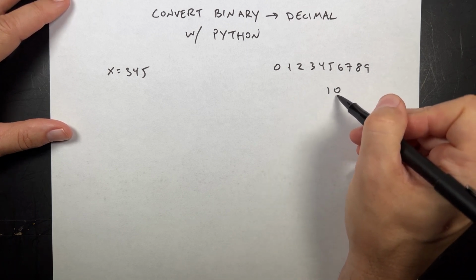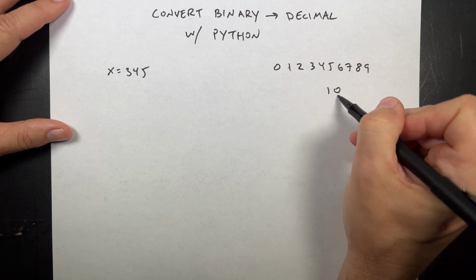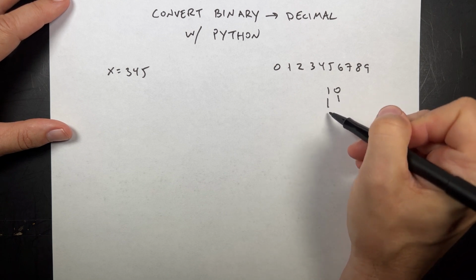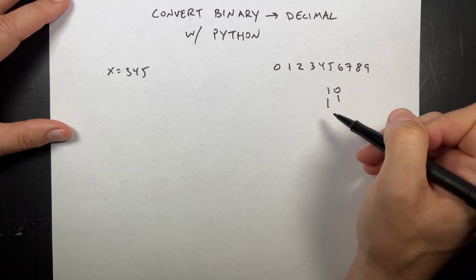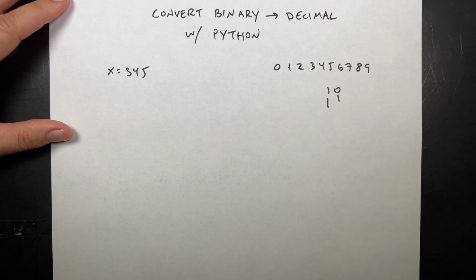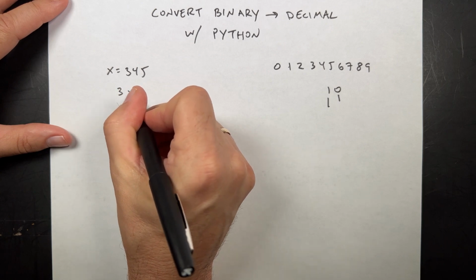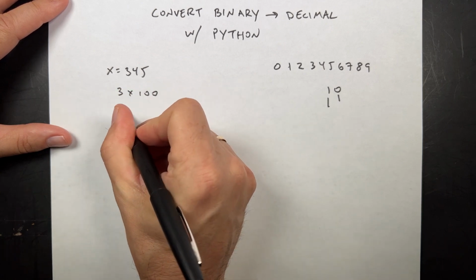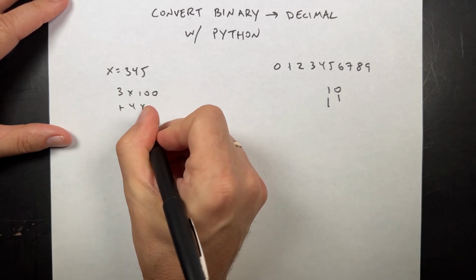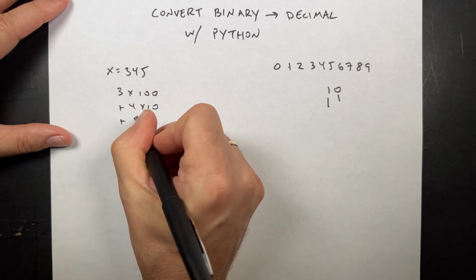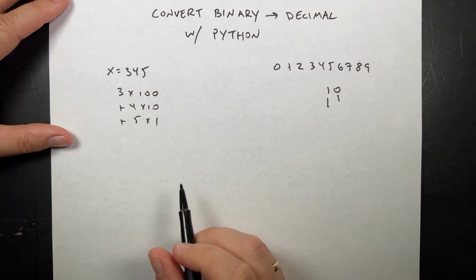So this means that I have 0 ones and 1 ten. It's a way to make bigger numbers. So this number really means that I have 3 hundreds plus 4 tens plus 5 ones.